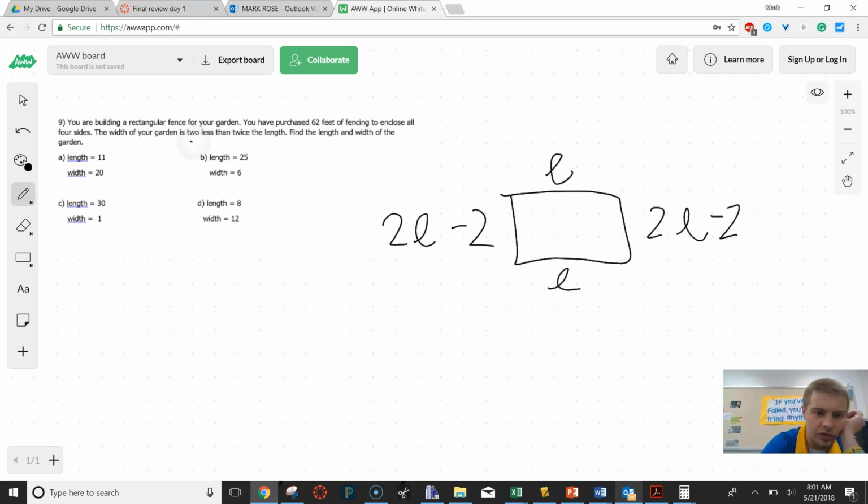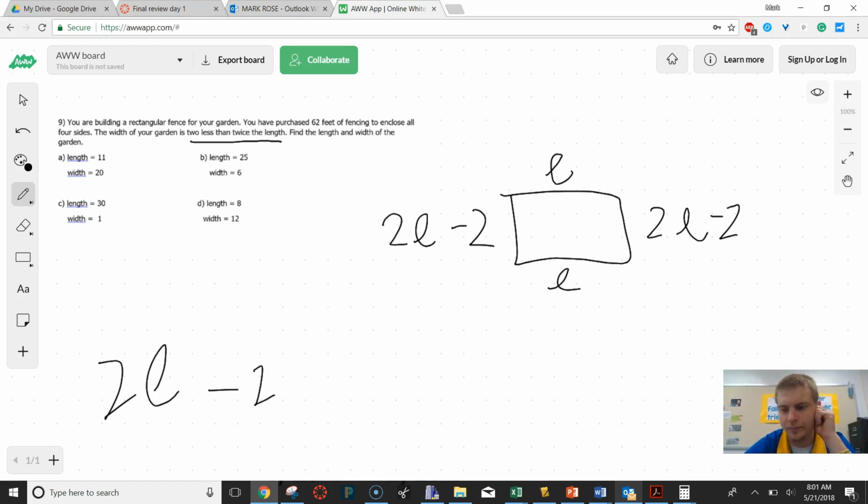The really big wording here is, when you say a statement like "2 less than twice the width," less tells you to subtract, and twice tells you to multiply by 2. The length tells you what variable, so that's where I get the L, and then less 2 because that's subtracting 2. Okay, so that's where I got all the information from.